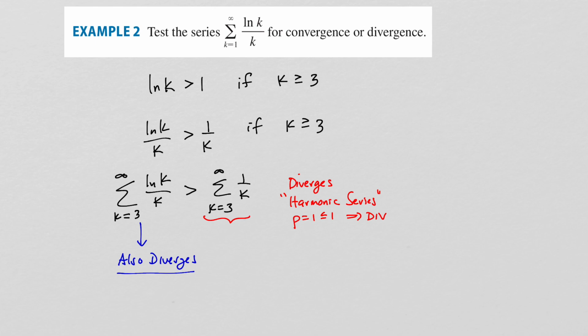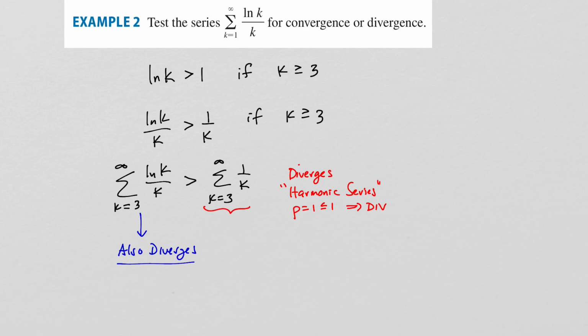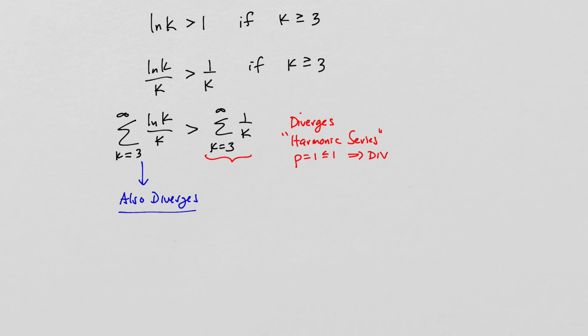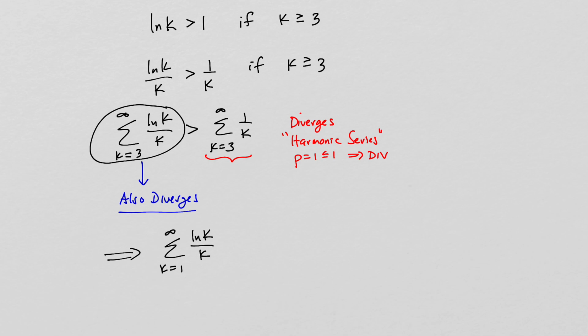Any finite number of terms, if you add them to a series or take them away from a series, does not affect whether or not the series converges or diverges. So what I'm saying is, if we know that this series diverges, then we know that the sum k equals 1 to infinity of the natural log of k divided by k must also diverge. And again, this is from the direct comparison test.